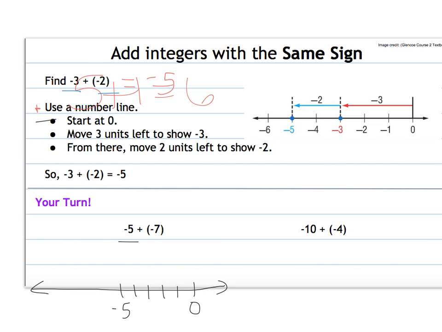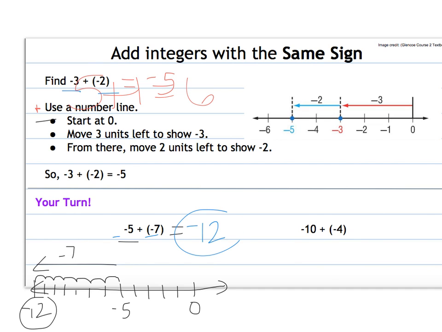And then from there, I'm adding a negative 7. So I'm going 7 more to the left. 1, 2, 3, 4, 5, 6, 7. 6, 7, 8, 9, 10, 11, 12. So I'd be at negative 12. Notice, I kept my negative signs, added 5 and 7's absolute value for 12, negative 12.